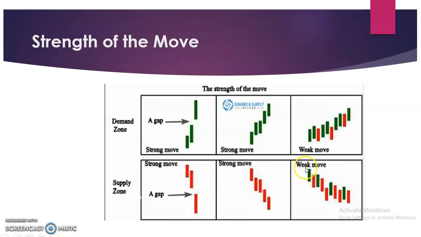Look at an example of a weak move, just like the one we looked at when I was explaining the demand zone. There you have these weak moves. Bullish candles followed by a bearish candle followed by another bullish candle. Everything is just sprinkled in between each other like that. So basically, we are not really interested in this kind of move.